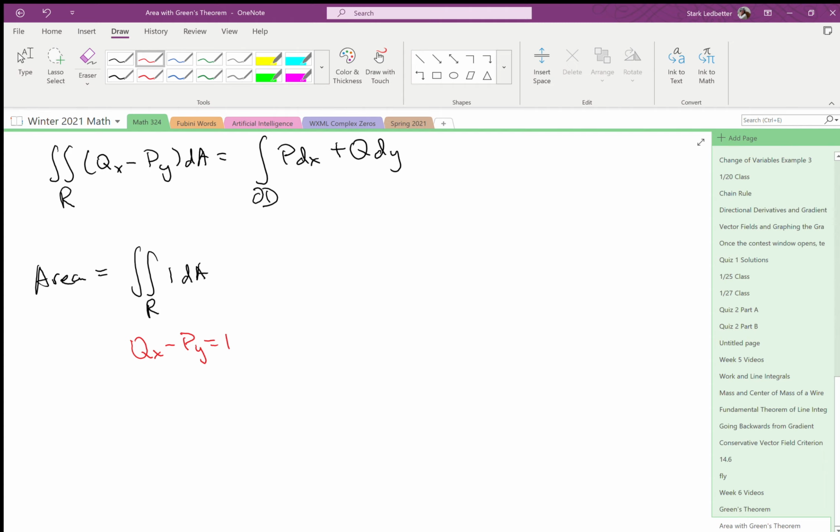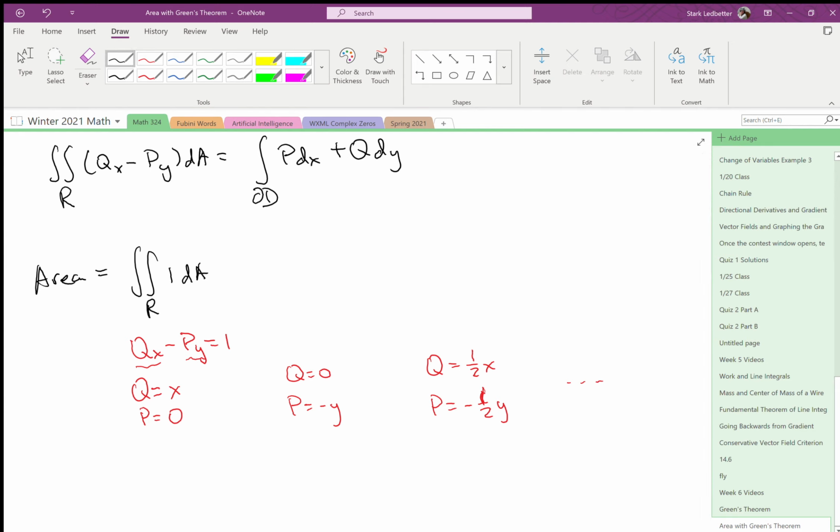So one easy one that I like to do is if I just write q equals x and p equals 0, then take the partial derivative of q with respect to x, that's 1. Partial derivative of p with respect to y, that's 0. So I get 1. Another easy one is q equals 0 and p equals negative y. Some people like to use q equals 1/2 x and p equals negative 1/2 y. There are infinitely many combinations that work here.